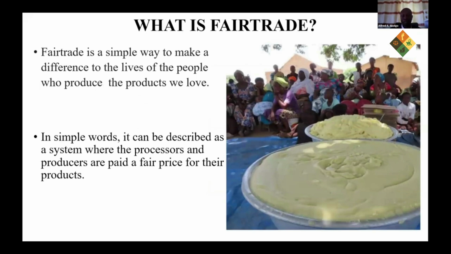Now, fair trade is simply a way to make a difference in the lives of those who produce the products that we love. If we love shea butter, cocoa butter, palm oil, the products that we use in making our cosmetics, we need to look at who produces these products for us, and we need to love the people who produce them. But how do you do that? In simple words, fair trade can be described as a system where the processors and the producers are paid a fair price for their products.